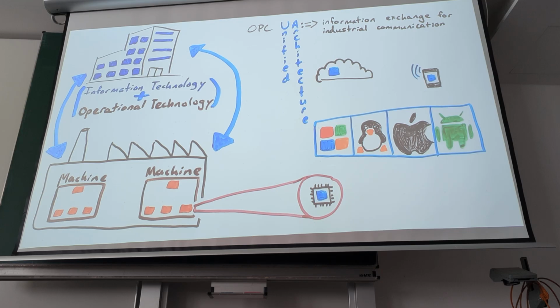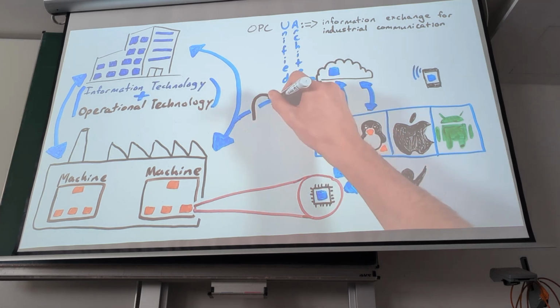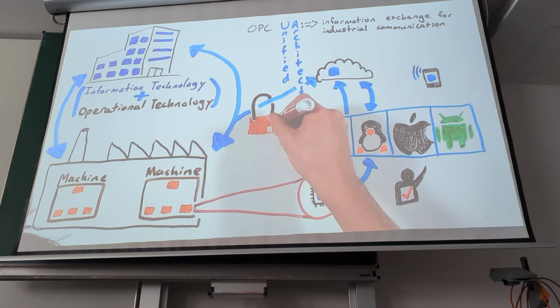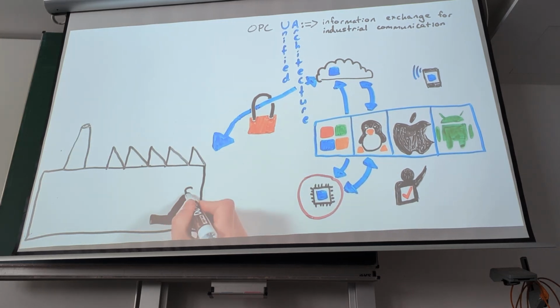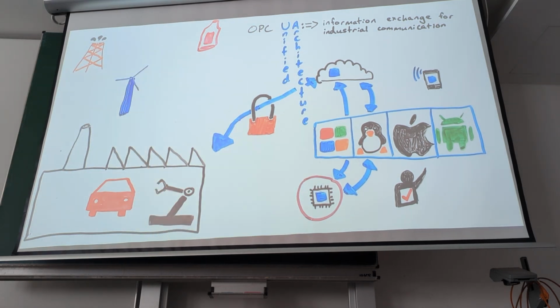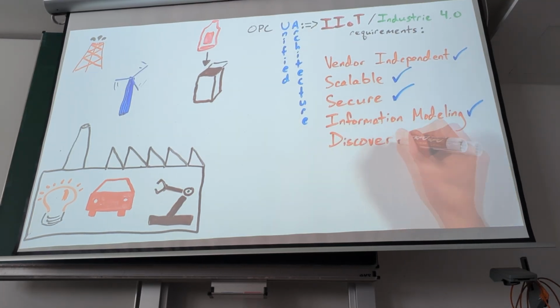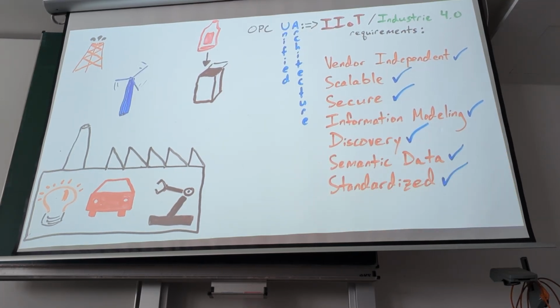OPC UA is equally suited in a closed network or utilized via the internet. Don't worry though, security is baked into the protocol for access control, authentication, and encryption. Because of its flexibility, OPC UA has been widely adopted in industries like automotive, food and beverage, oil and gas, energy and utilities, packaging, building automation, and so on. So, as manufacturing moves into the industrial Internet of Things Industry 4.0 realm, OPC UA is already poised to fulfill requirements.